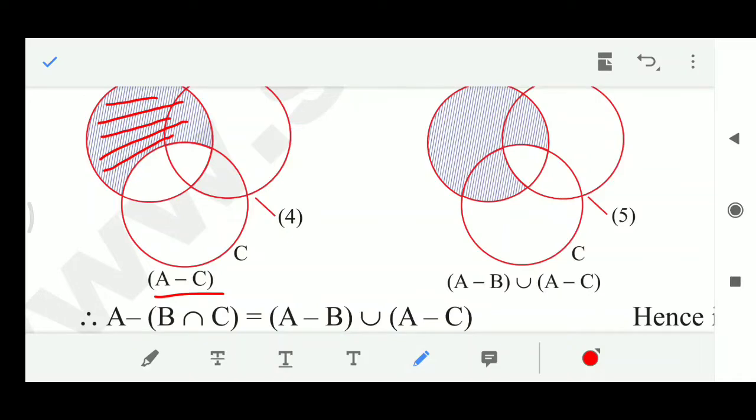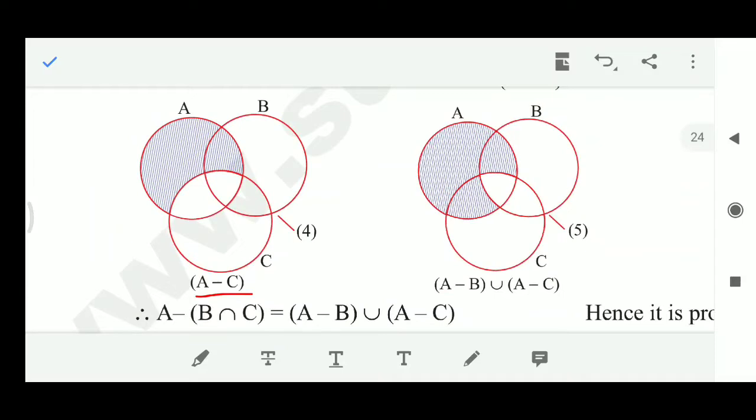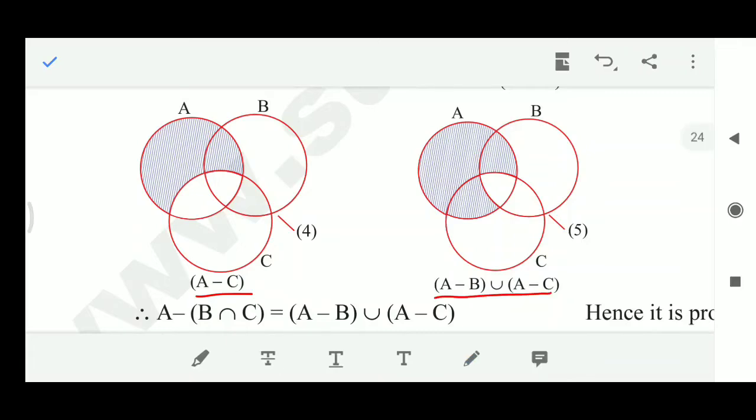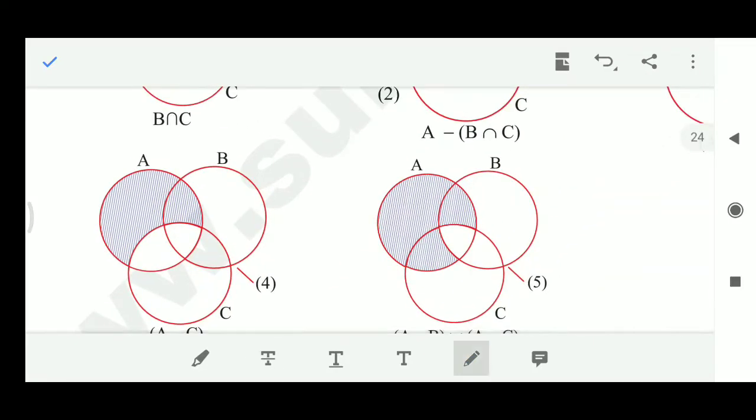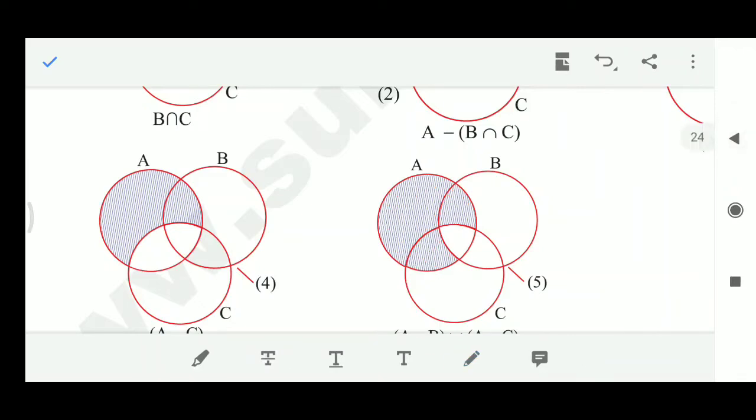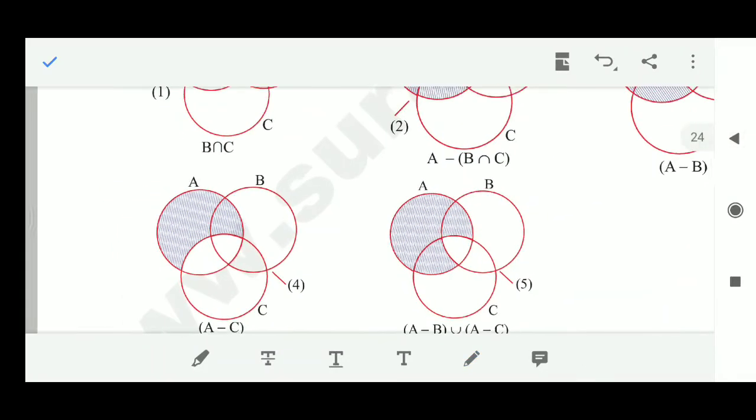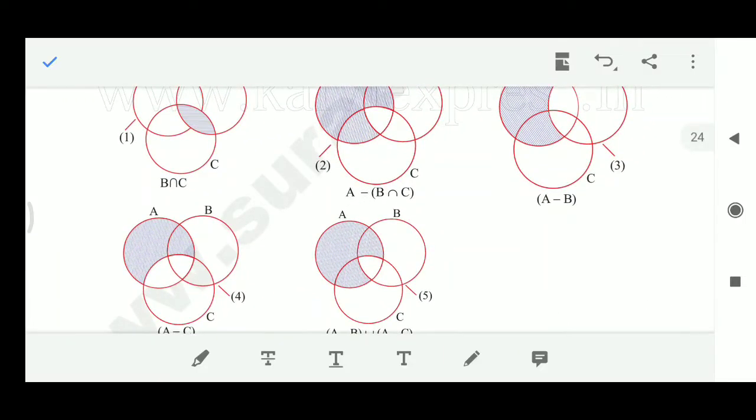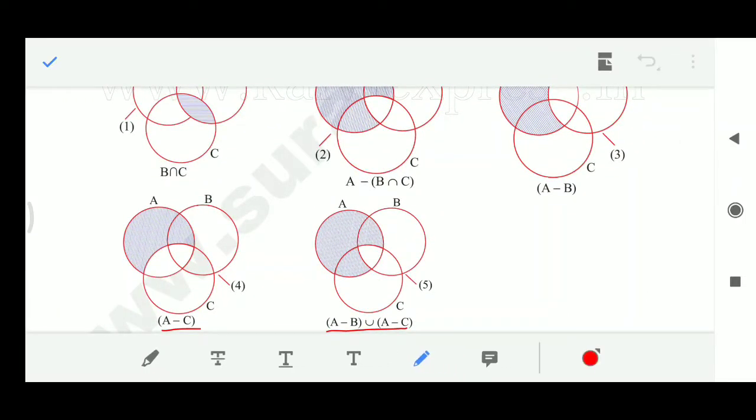Next, the fifth diagram is the union of the third and fourth, that is (A minus B) union (A minus C). If we combine those two, you will get the answer diagram, that is A minus (B intersection C) part. So from the second diagram and the fifth diagram, if you notice this, you will get the answer.